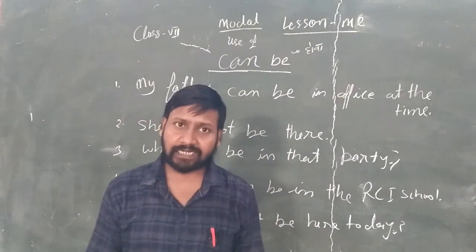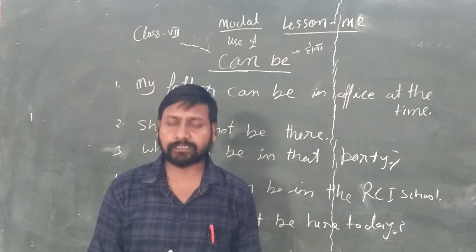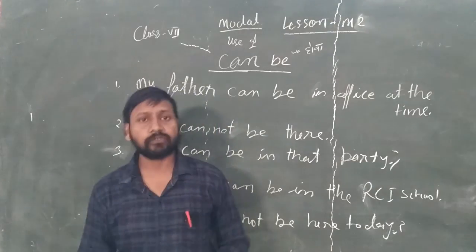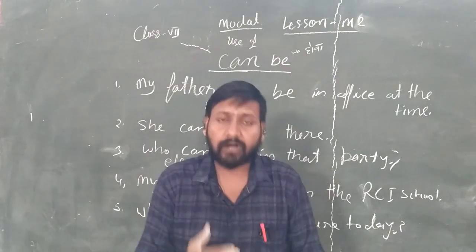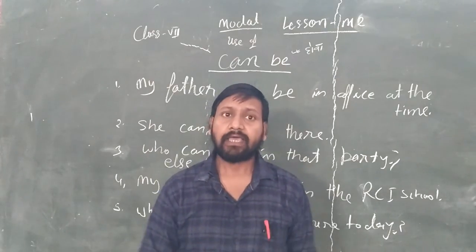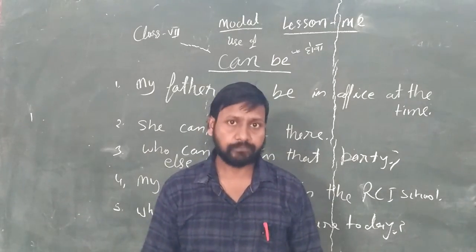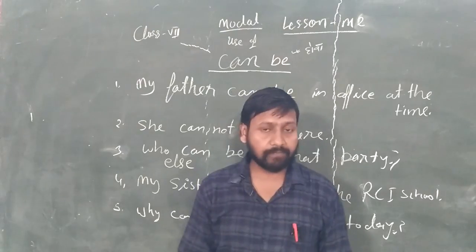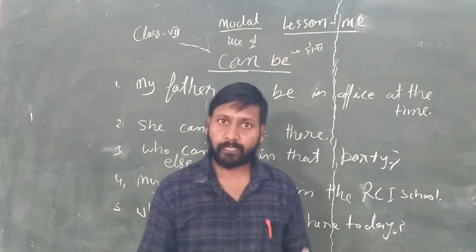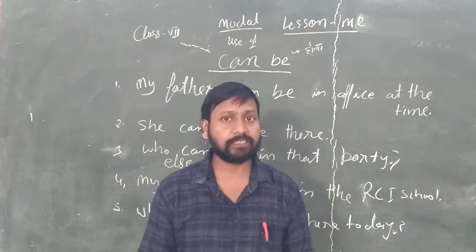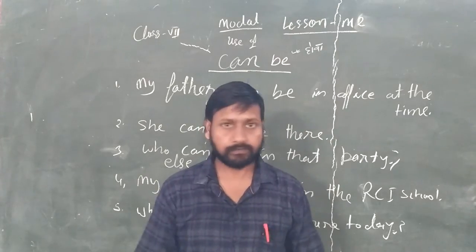So what is this telling about? The examples in this chapter are telling about those things which are appearing in the present time and it is possible to tell. So that is telling about the possibility with can be. That you appear, you are present in the present time. I think you are getting it.